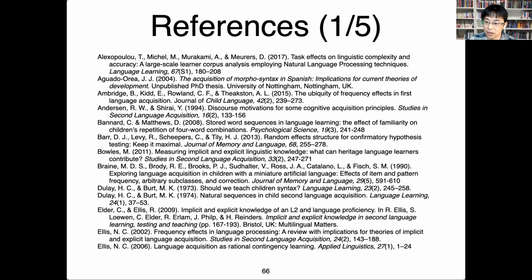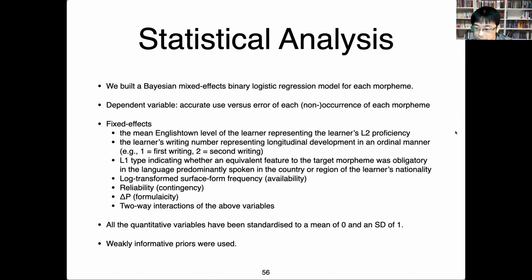For the first study, I didn't explain the modeling part, so I don't have to do this. The second study, the one I did with Nick Ellis, I skipped the details of the model, but here it is. What we used was a Bayesian version of a mixed model, and it was a binary logistic regression model, because what we predicted was whether a particular use of the morpheme was accurate or not. So whether it was accurate, or either omitted or misformed. And that was the dependent variable.